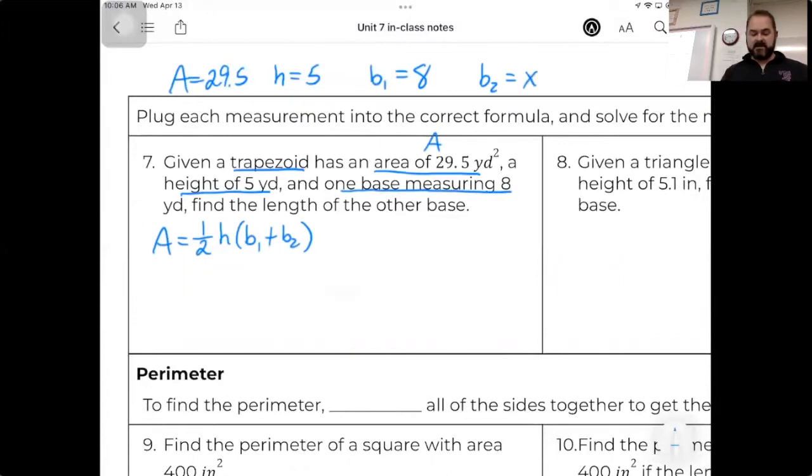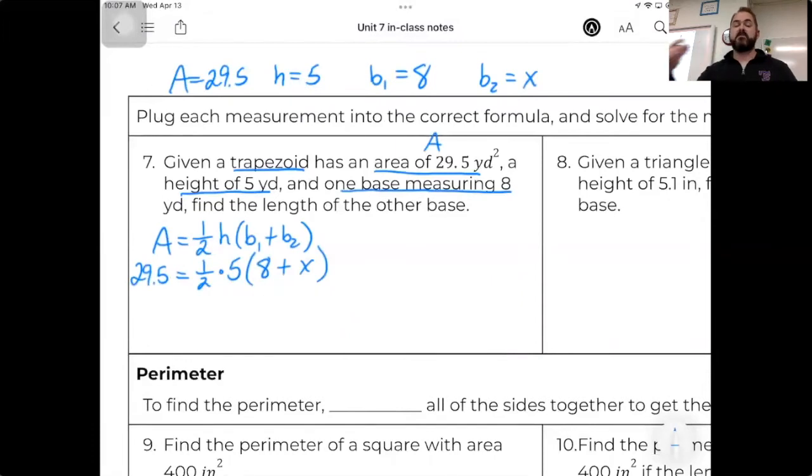So I'm going to plug these things in now. So instead of A, I'm going to write 29.5 equals 1/2. Instead of H, I'm going to put 5. And instead of parentheses B1, I'm going to do parentheses 8 plus, instead of B2, I'll write X and close your parentheses. Now, when you go to solve this equation, it's really important that you do things in the right order. Remember, 8 plus X is not 8X. Okay, 8 plus X, I can't combine. They're not like terms.